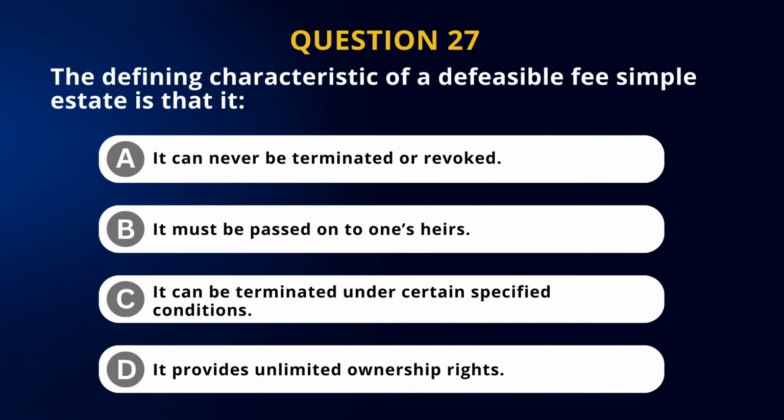Question number 27. The defining characteristic of a defeasible fee simple estate is that, letter A, it can never be terminated or revoked. Letter B, it must be passed on to one's heirs. Letter C, it can be terminated under certain specified conditions. Letter D, it provides unlimited ownership rights.